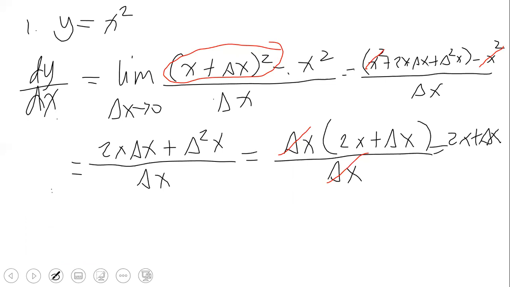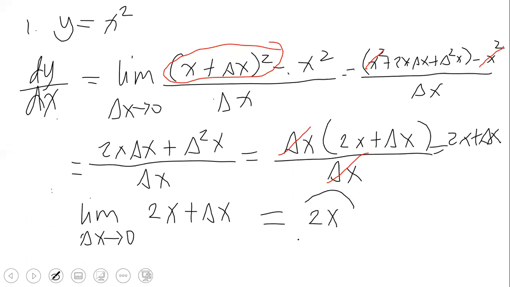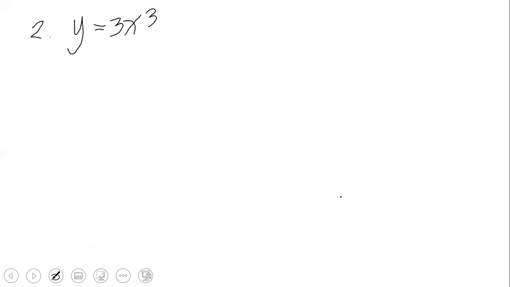Remember, in-evaluate natin ang limit of the function 2x plus delta x as delta x approaches 0. So, ibig sabihin, as delta x approaches 0, so yung delta x is equivalent to 0 daw. So, therefore, the answer is equal to 2x. Okay? Let's have number 2.